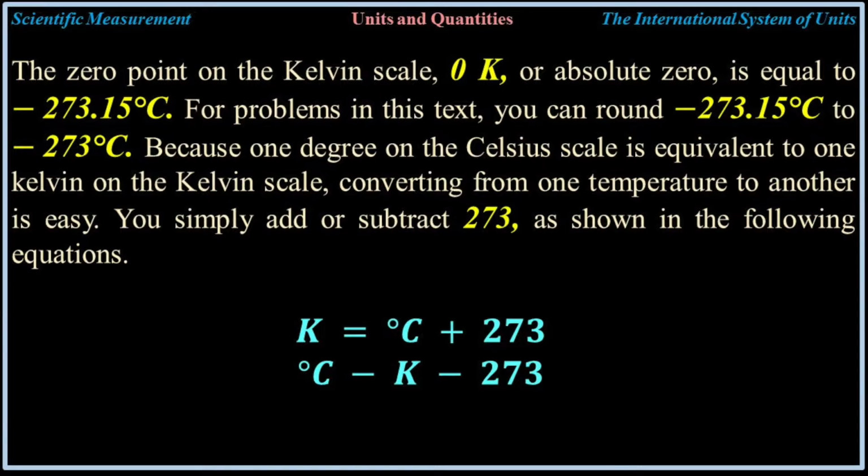The 0 point on the Kelvin scale, 0 K, is absolute zero, which is equal to negative 273.15 degrees Celsius. For problems in this text, you can round negative 273.15 degrees Celsius to negative 273 degrees Celsius, because 1 degree on the Celsius scale is equivalent to 1 Kelvin on the Kelvin scale. Converting from one temperature to another is easy. You simply add or subtract 273, as shown in the following equation. Study those equations carefully.